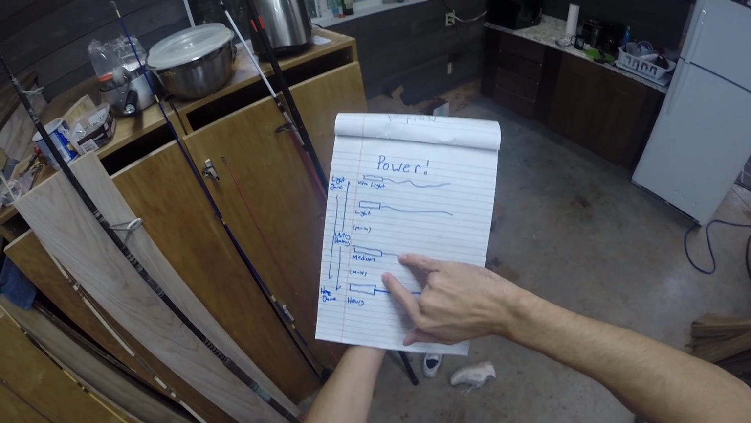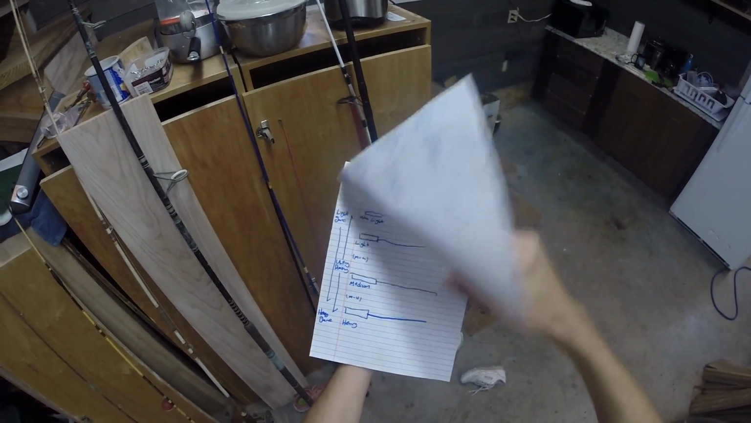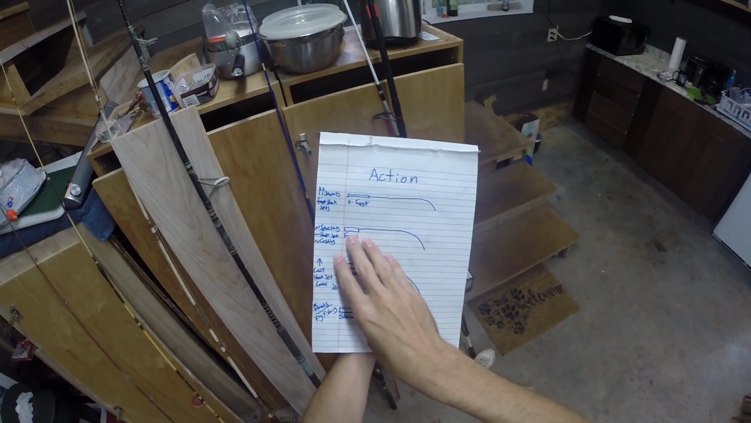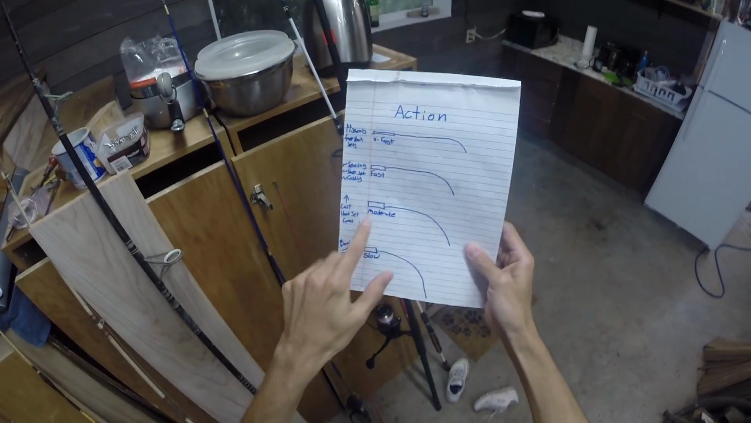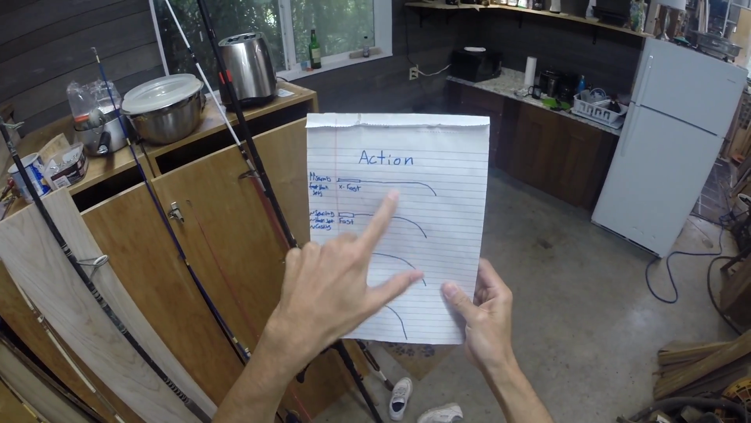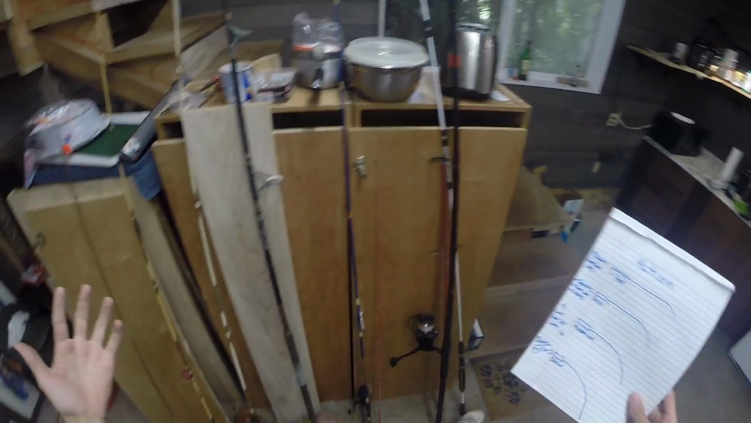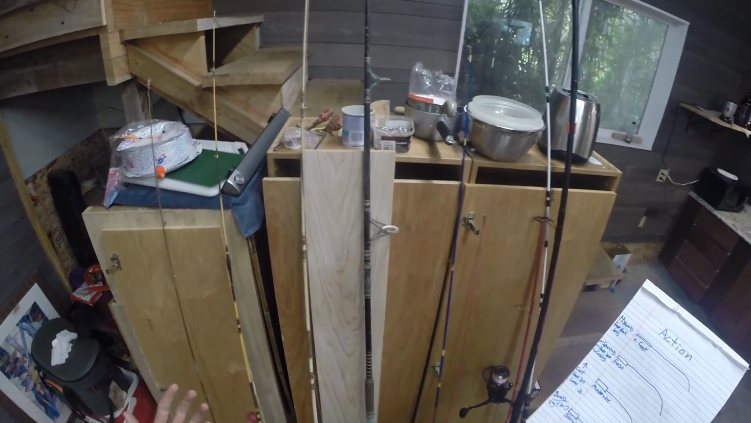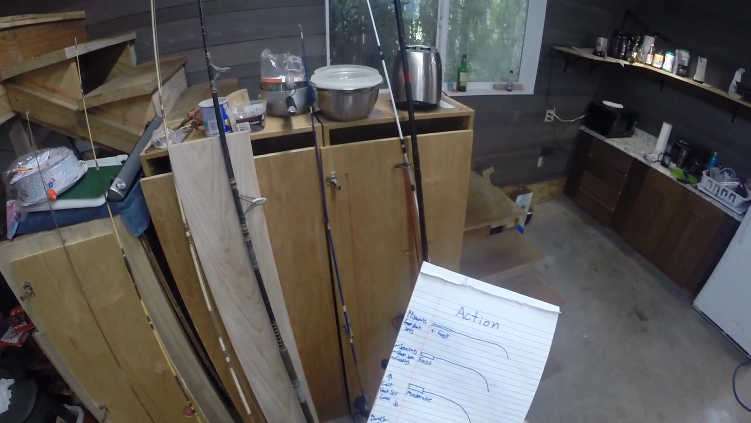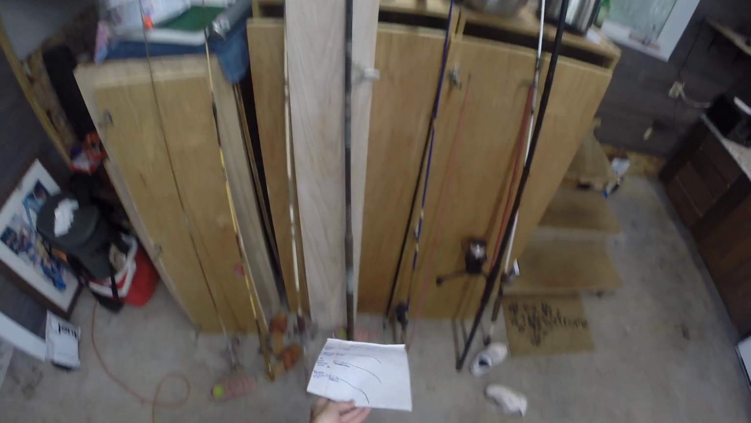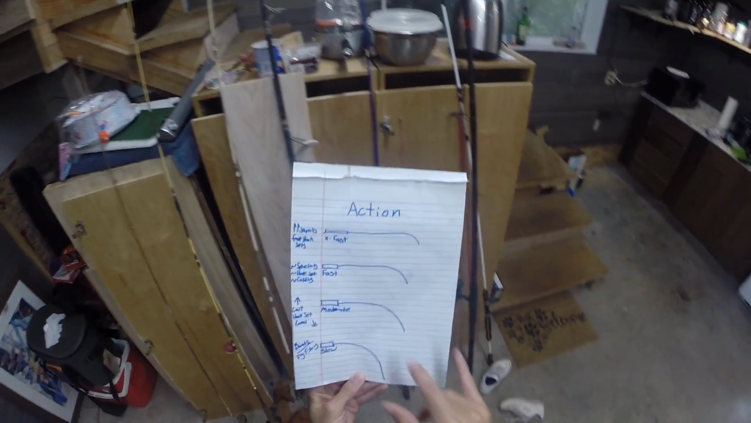So, power, most likely medium heavy to medium. Action, fast action is what I'd say this probably is. It's not bending way down here, it's not bending way at the tip. Fast action. Again, most rods out there in general are made fast action nowadays. This is an older rod, but I'd assume that's probably fast action.